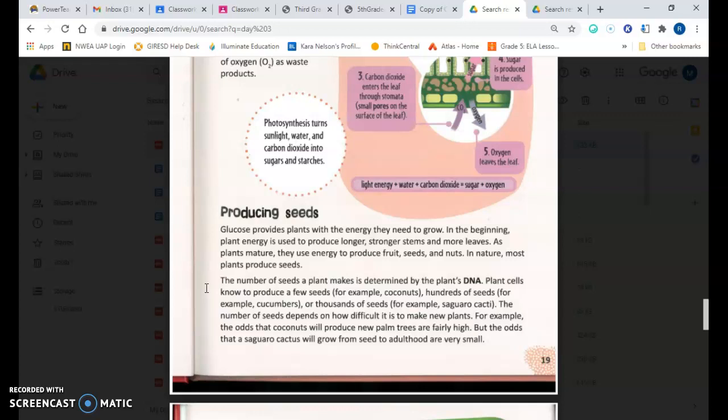Plant cells know to produce a few seeds, for example, coconuts, hundreds of seeds, for example, cucumbers, or thousands of seeds, for example, saguaro cacti. The number of seeds depends on how difficult it is to make new plants. For example, the odds that coconuts will produce new palm trees are fairly high, but the odds that a saguaro cactus will grow from seed to adulthood are very small.